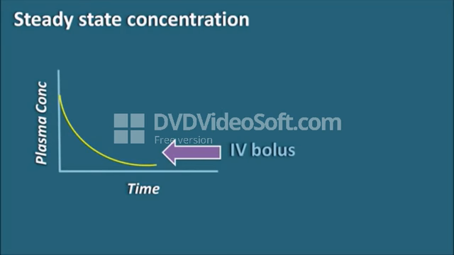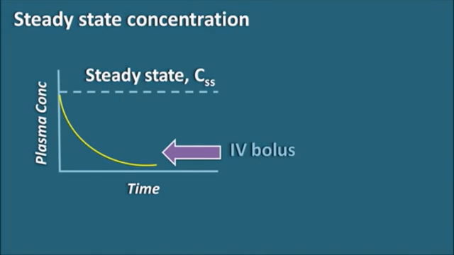So initially we can achieve a high plasma concentration, but as it is given as a single dose, plasma concentration will decrease exponentially due to the elimination process. So we can give the IV bolus injection to achieve the CSS or steady state concentration, but it will decline. But if you give the IV infusion, then we can observe a slow increase in the plasma concentration, and after a certain time it will achieve the steady state concentration.